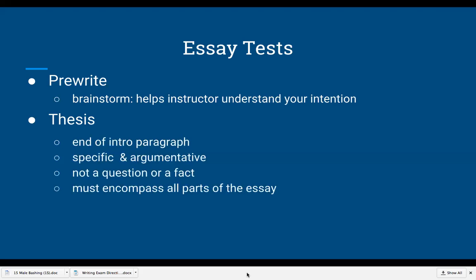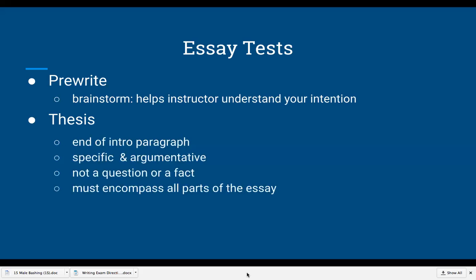So argument doesn't always mean that it's debatable. If it's a fact, it happened for you, no one can argue that it didn't. However, what you are arguing is that it was the most interesting. Okay, that's the argument. So you need to use evidence to support what was so interesting about that activity or that experience. So just keep in mind that when we say argumentative, it doesn't always mean debatable. Sometimes it does.